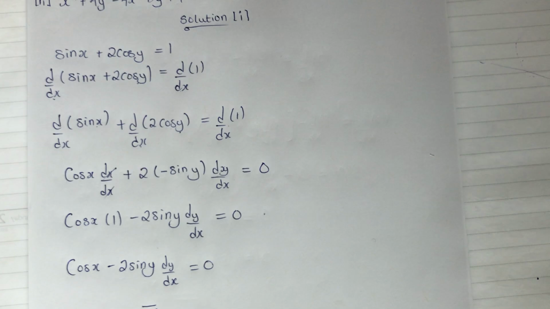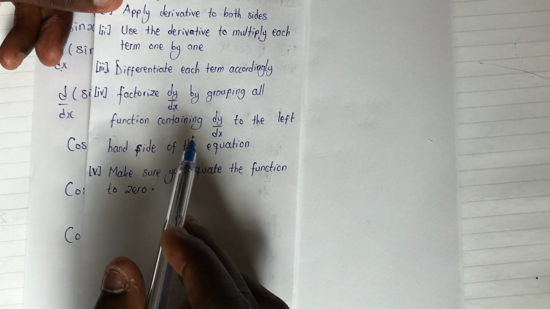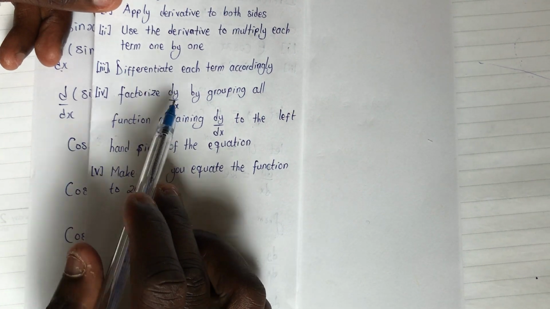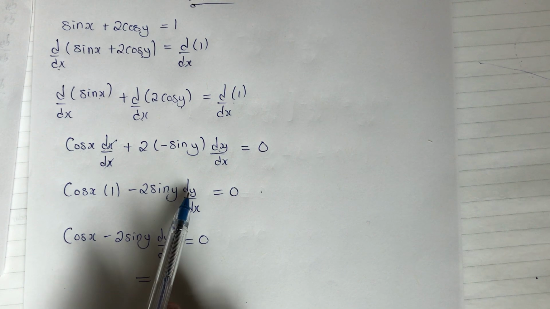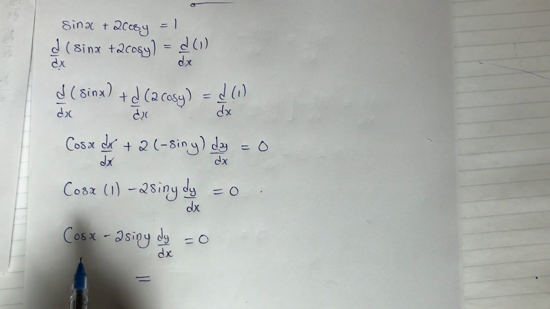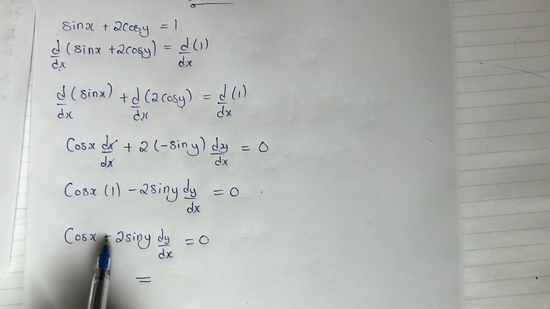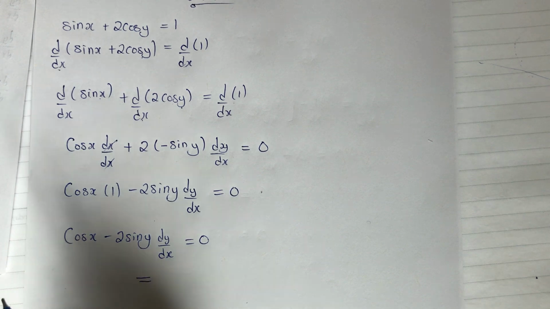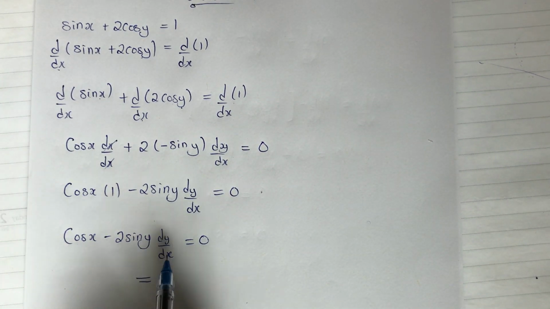Note that there was a step that I wrote here: make sure the equation is equal to 0, group like terms, and factorize dy/dx out. When we look at this one, there is only one term that contains dy/dx, only this term, so there's no way I can factorize it. And the term containing dy/dx is negative, so I don't want to write the negative first, which is why I maintain this order. So that is the solution for this.